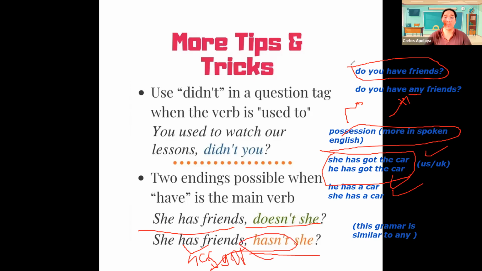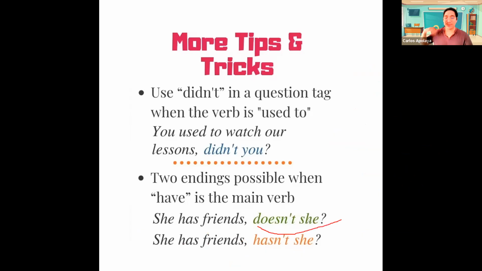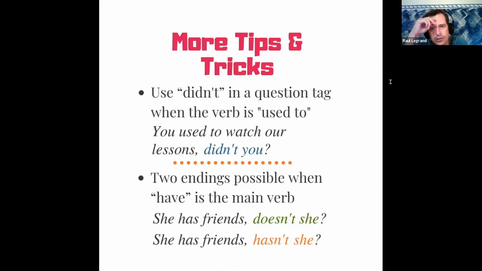If I were you, I would use doesn't she. Doesn't she for me is more common, even when you have has got. For example, I have got a car, or you have a car, and then you say, don't you? I don't say haven't you. I prefer to use haven't you for present perfect sentences. Okay.